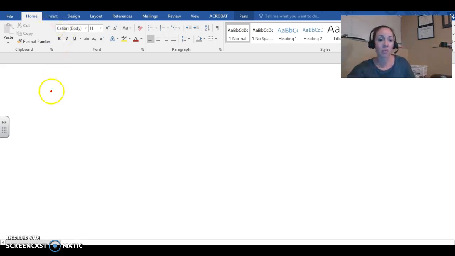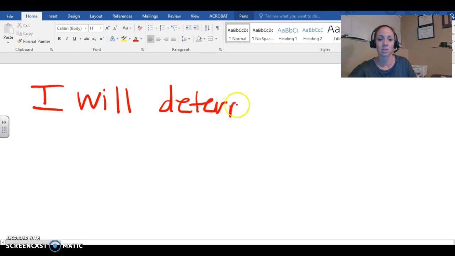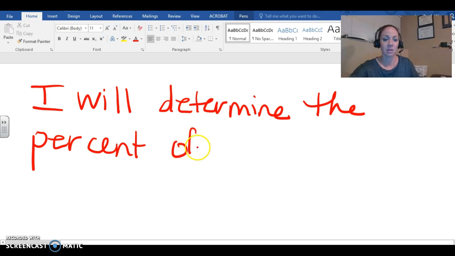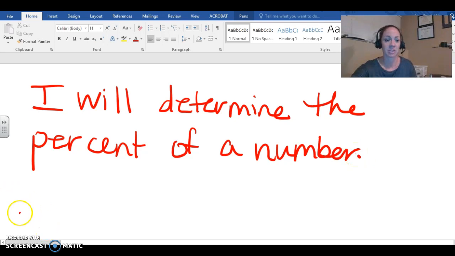So we have one whole learning goal for this lesson, and our learning goal is, very simply, I will determine the percent of a number. So make sure you hit pause, get that in your notes because you're going to need that. I will determine the percent of a number.